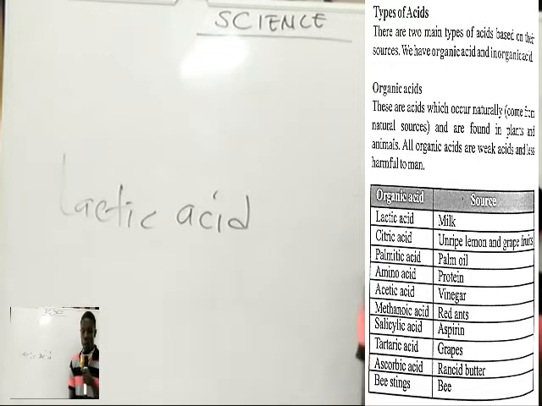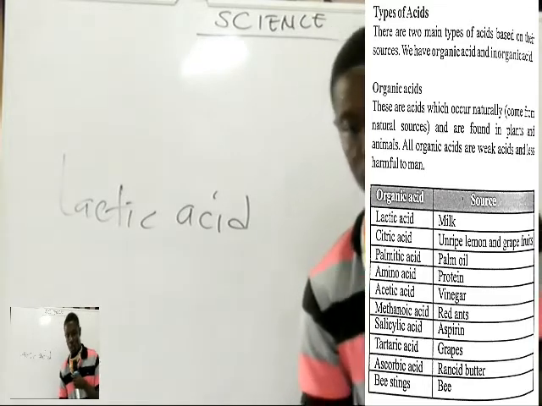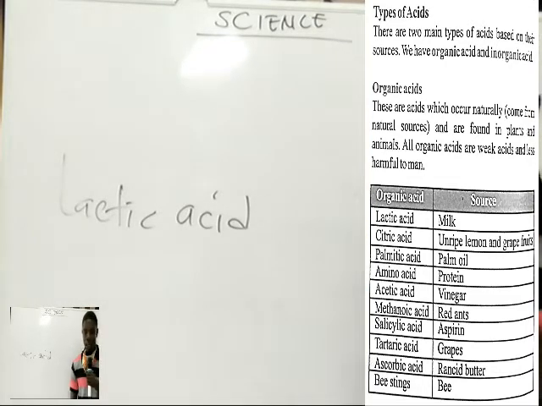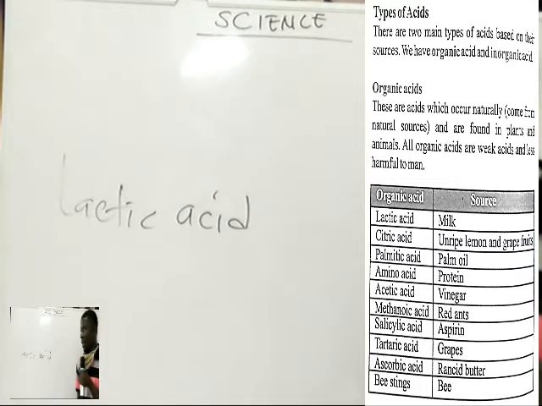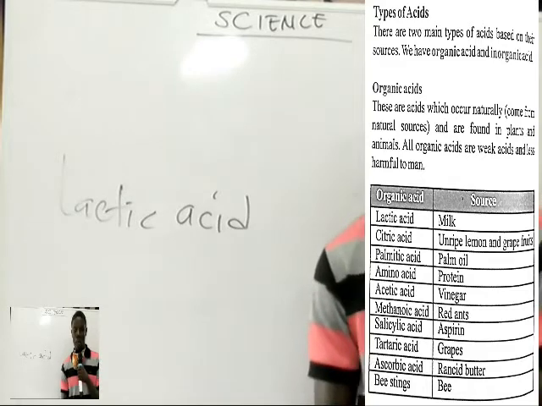Now, another one is methanoic acid. Methanoic acid, we can get it from red ants. We can get it from what? Red ant. And the next one is salicylic acid, aspirin. Aspirin too is a kind of medicine, a kind of what? Painkiller. Aspirin is a kind of painkiller.